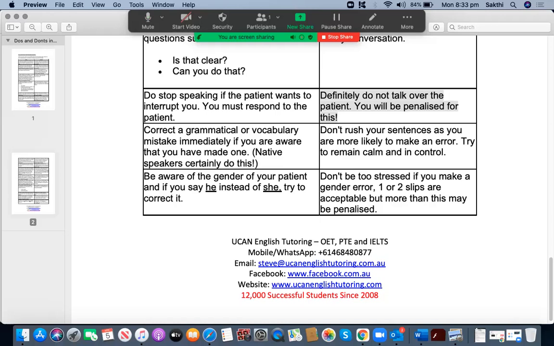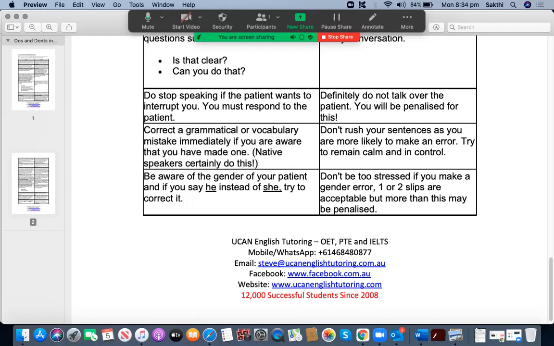Correct a grammatical or vocabulary mistake immediately if you are aware that you have made one. Native speakers certainly do this. Yes, of course. Even native English speakers do commit grammatical and vocabulary mistakes and they correct them. So don't panic if you make some mistakes in grammar or vocabulary. You can still correct them and improve your scores under these two parameters.